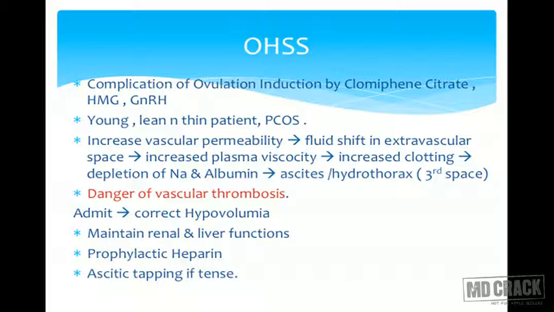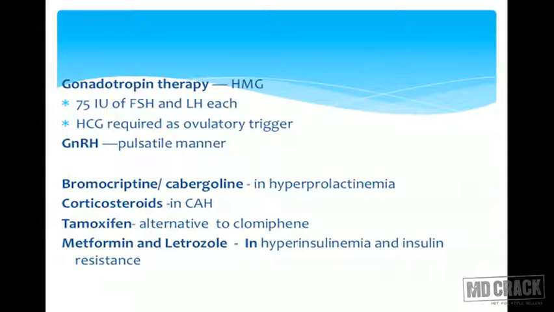Because of this, there is a hypercoagulable state and the danger of vascular thrombosis is very high. So in such patients, we need to admit them immediately, correct the hypovolemia, maintain the intravascular fluid. The compartment should have enough fluid. That is how we can maintain renal and liver functions. We can also give prophylactic heparin in such patients if we are afraid of vascular thrombosis. Ascitic tapping is to be done when the ascites is tense.